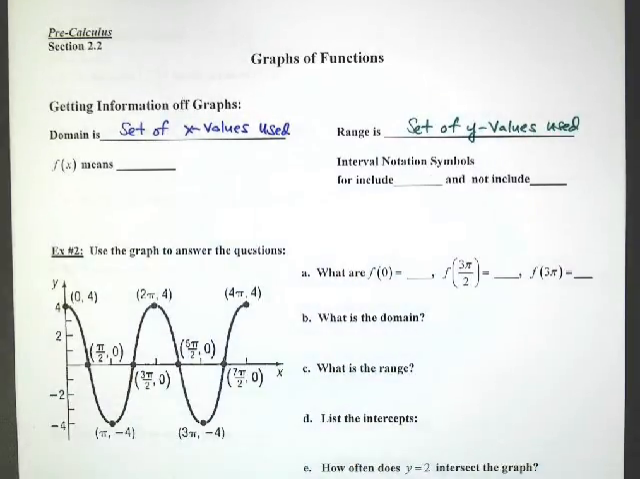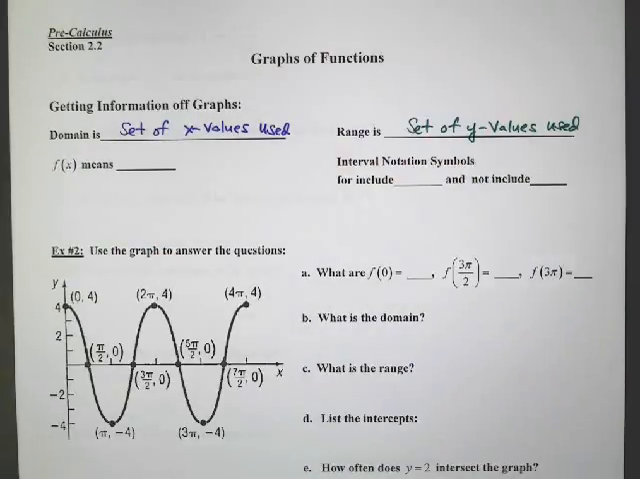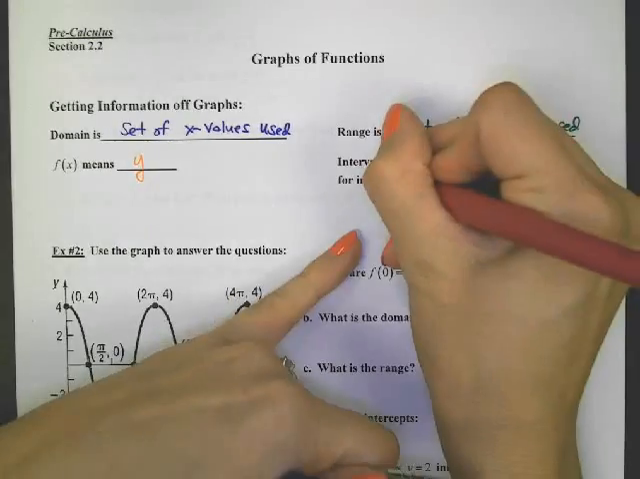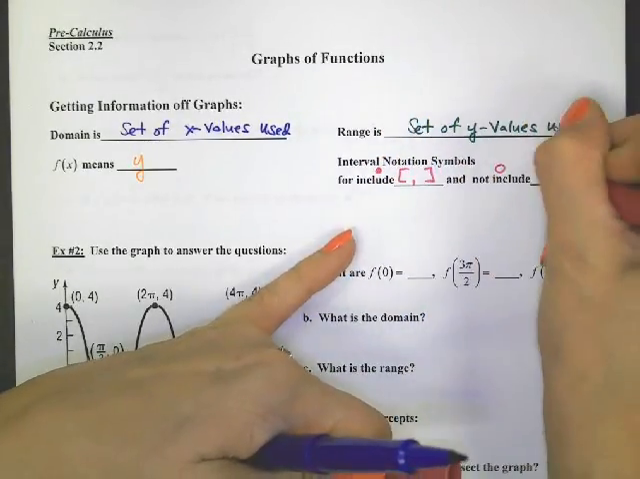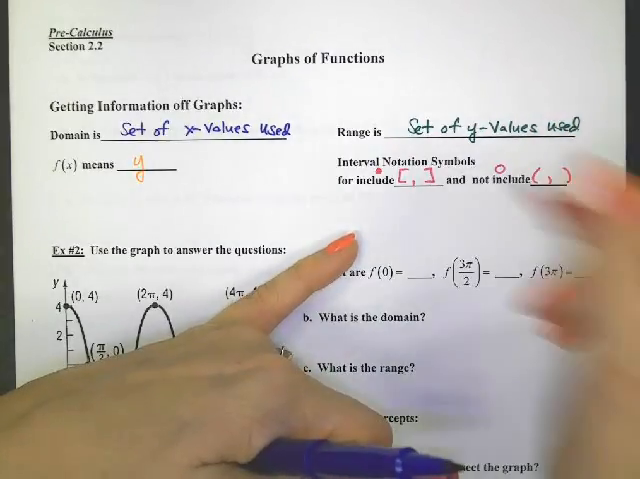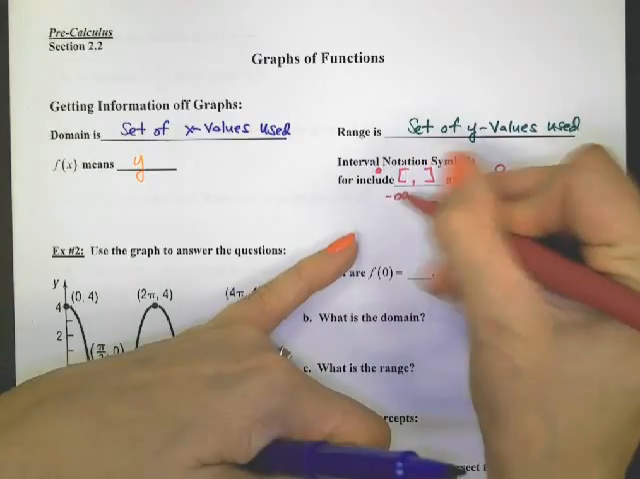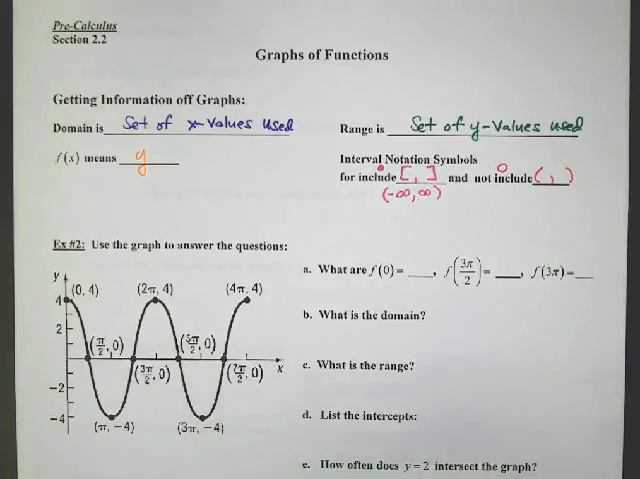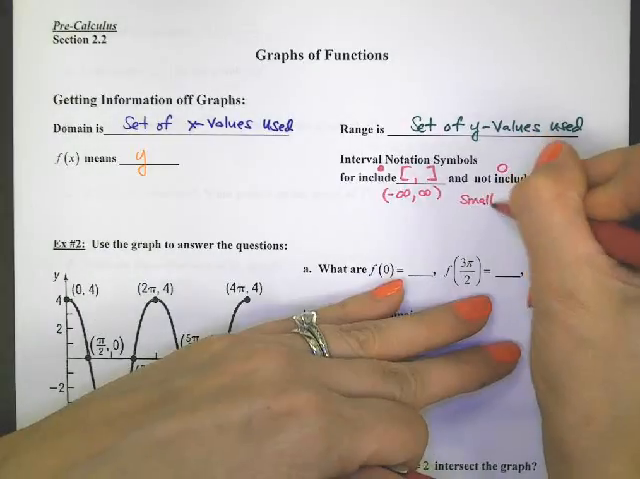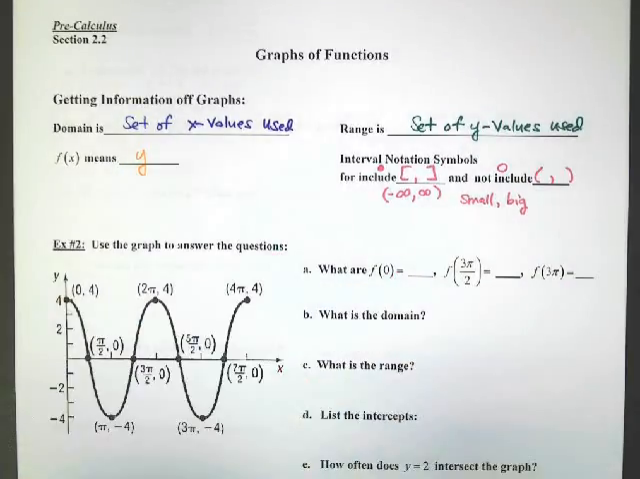So what we're going to start doing now is look at graphs and determine some information like domain and range, not algebraically, but from their picture. F of x means y, so whenever you see that, that's like the y. Interval notation symbols, we've already gone over this a little bit, but if you're going to include something with a closed bubble, then you use brackets. Not include, you use parentheses. And if it's negative infinity to positive infinity, you always use parentheses on them. And they always go small, comma, big. That's how that's going to work.